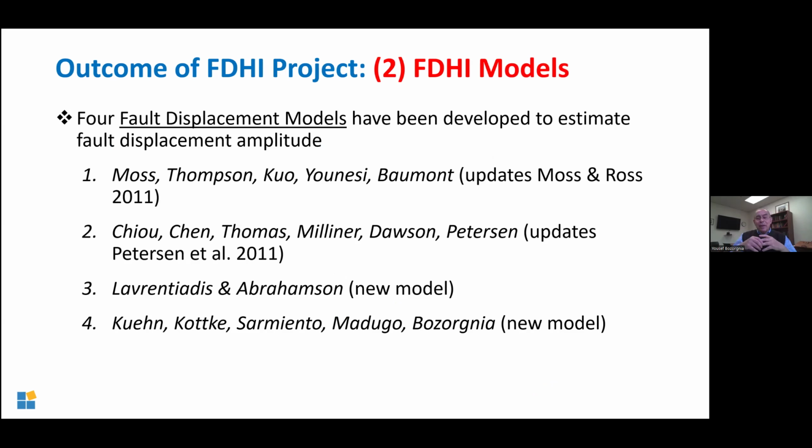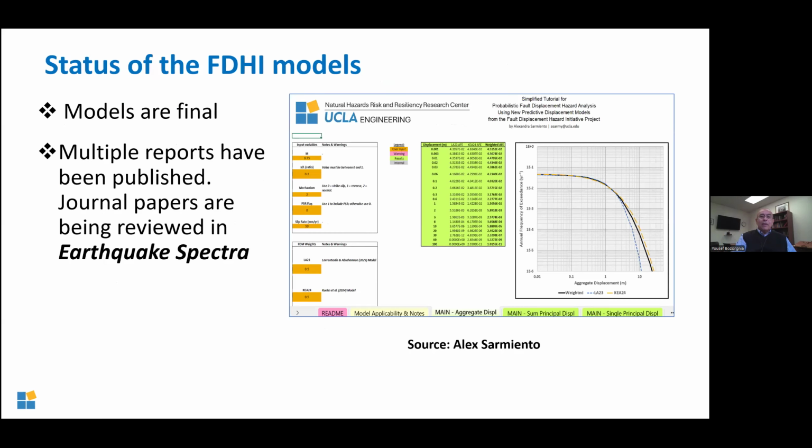The second major contribution of the project, FDHI, is four fault displacement hazard predictive models. I'm not going to read the names. You will see that, and all the modeler teams will have presentations, especially on Wednesday. They will give you an overview of their models and key features of their models.